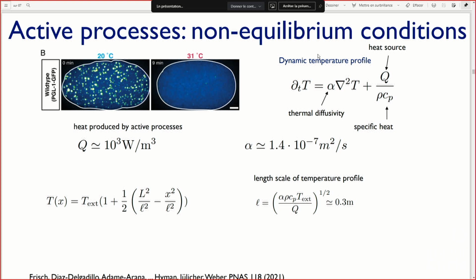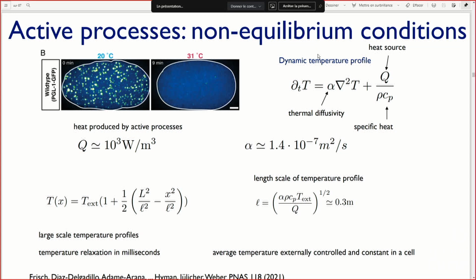But this temperature profile changes over long distances. So the typical length scale here is of the order of tens of centimeters or meters. So in a cell, the temperature is very much homogeneous, and it relaxes quickly. If you put the numbers in, it relaxes in the order of milliseconds if an experimentalist changes the temperature outside. So we can control the temperature from outside, and it's constant in the cell.